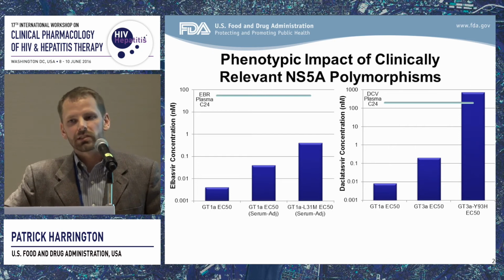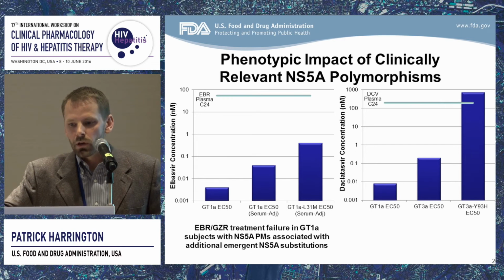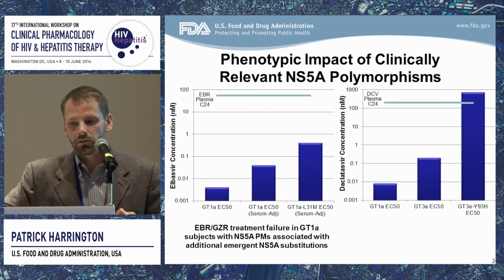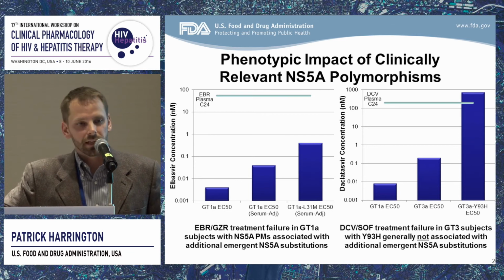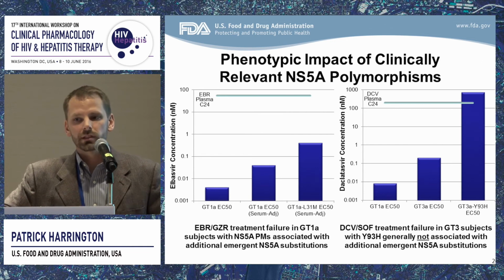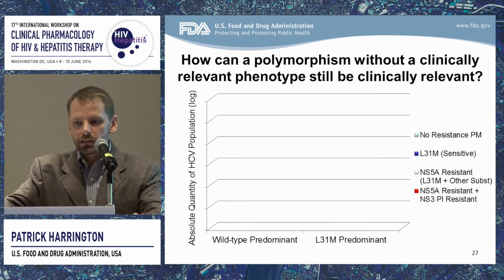And all of this makes sense when you see what emerges in patients who experience virologic failure. For the Elbasvir-containing regimen, those who have NS5A polymorphisms, when they fail, have additional substitutions emerge in the viral population. This is consistent with the fact that L31M by itself is not enough to confer clinically relevant phenotypic resistance to Elbasvir. But for Daclatasvir, those who have Y93H and experience virologic failure do not have additional treatment-emergent substitutions. And this is consistent with the fact that Y93H is enough on its own to confer resistance at those clinically relevant drug concentrations.